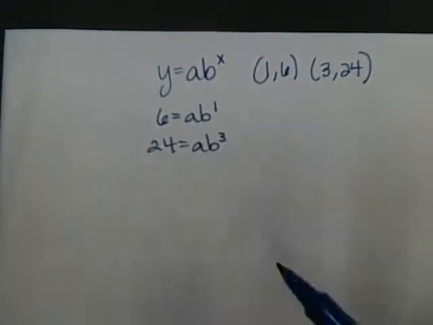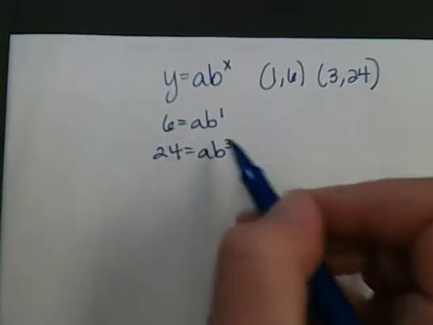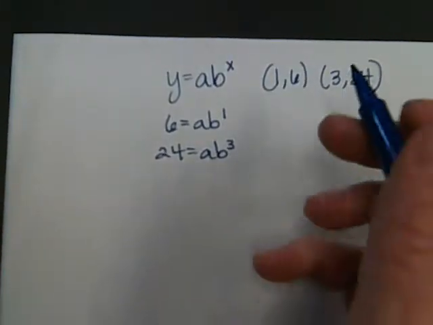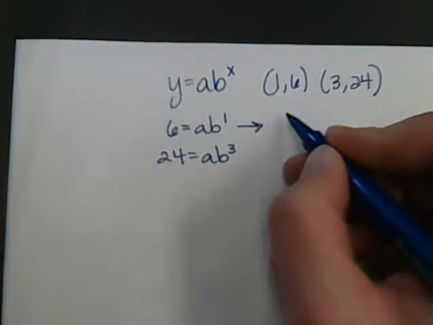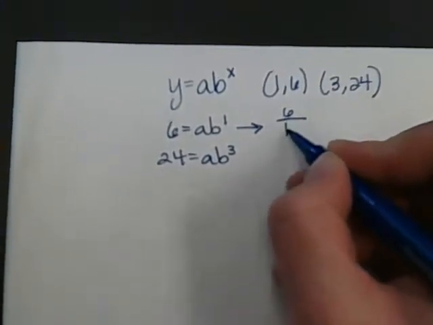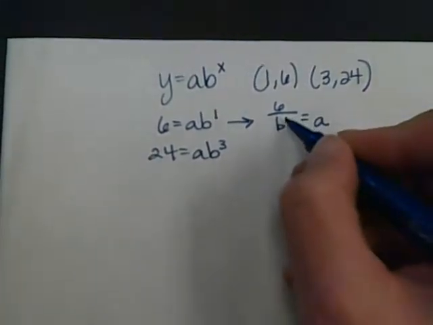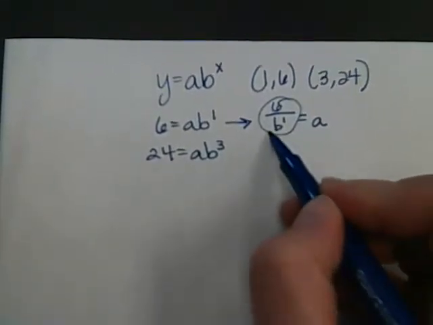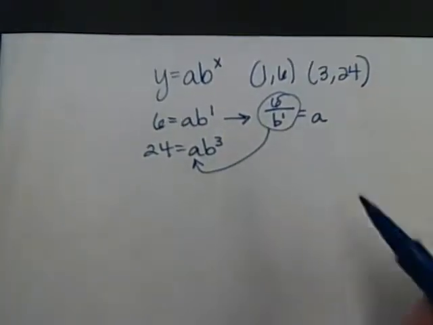Now at this point we're going to use a substitution method like we would do back in a system, because that's truly what we have. We have a system here, and we're going to get a by itself. So b to the first would be the easiest here. I would have to divide it over, so it would be 6 over b to the first equals a, or just b there, okay? And then I'm going to take this and sub it in right here. I'm going to replace a with what I just solved for.